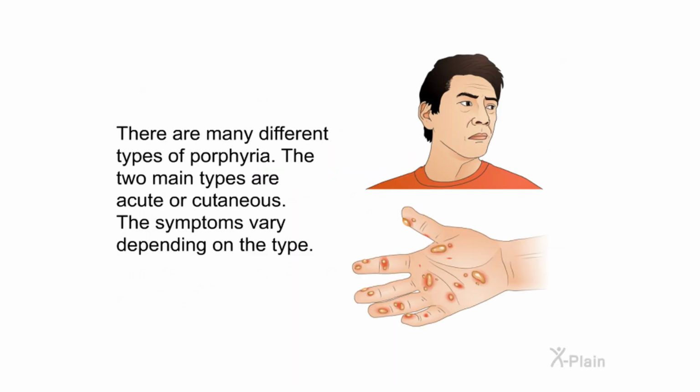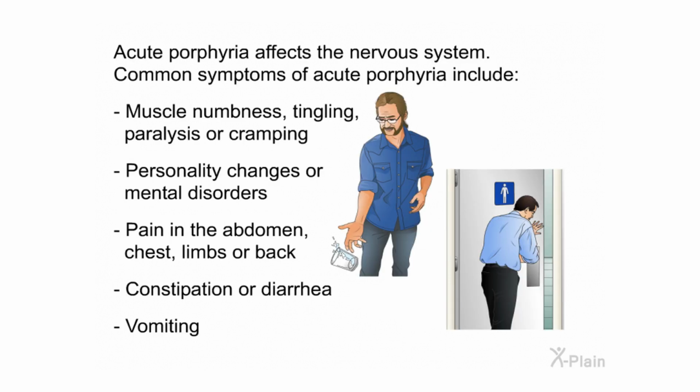Symptoms. There are many different types of porphyria. The 2 main types are acute or cutaneous. The symptoms vary depending on the type. Acute porphyria affects the nervous system.